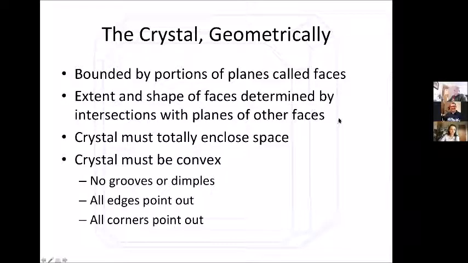So the shapes of faces are determined by the surrounding faces and where they intersect that part of the plane that we call a face. Crystals must totally enclose space. I'd like to facetiously say that if they don't, all the crystal juice drains out and they just shrivel up. That's not really what happens, but crystals are, by definition, an object that encloses space totally. And crystals are, by definition, always convex. So there's no grooves, no dimples. All the edges point outward. All the corners point outward.